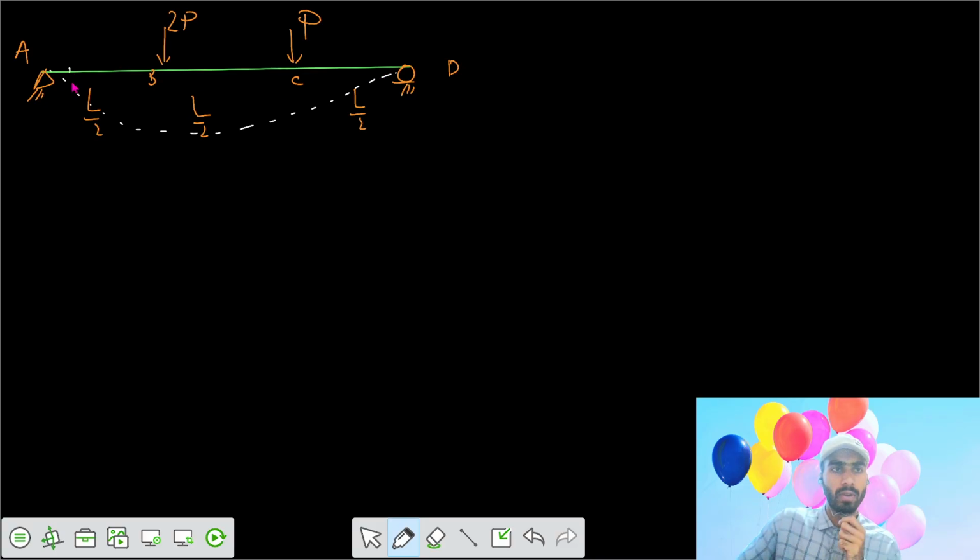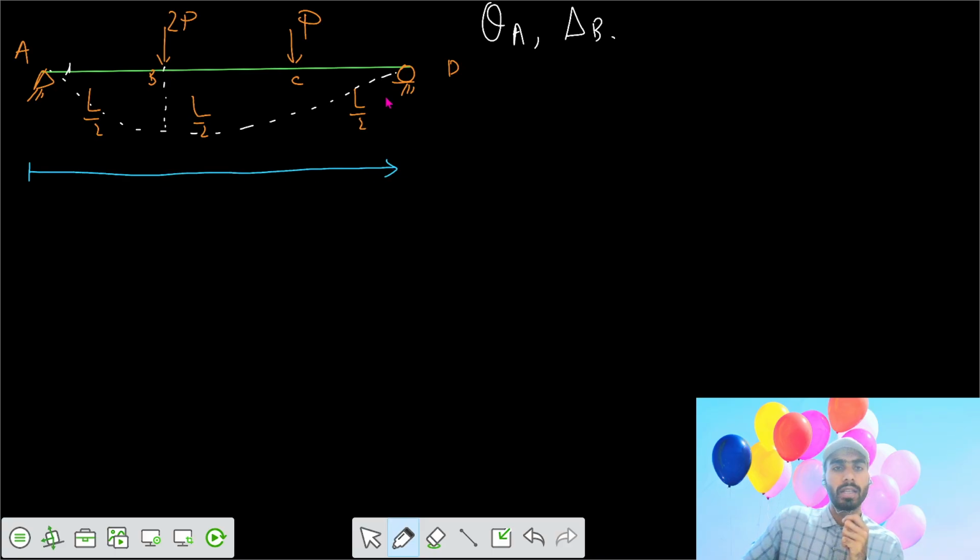Here we have theta. We have to get the value of theta A, and we have to get the value of delta at B. So we can get the reaction first. For Macaulay's method, we have to cut the section and write the bending moment equation for the entire last segment.